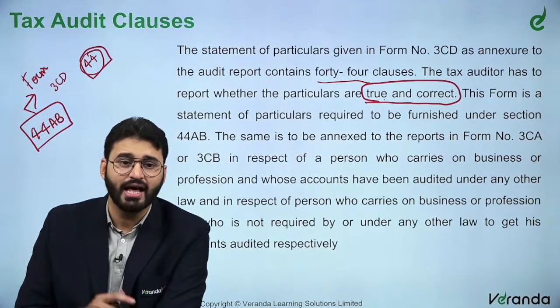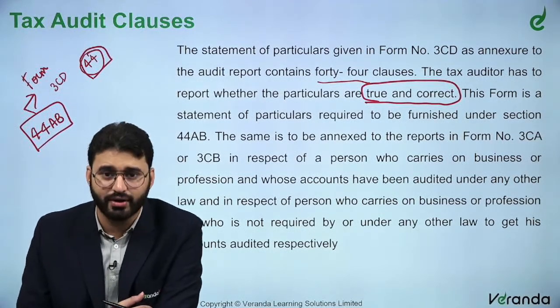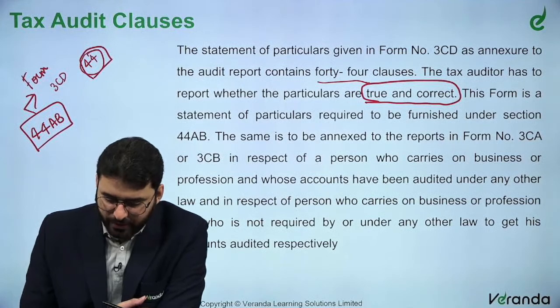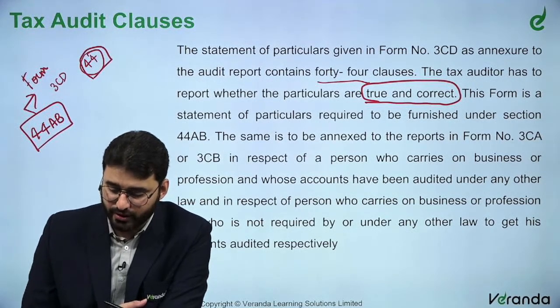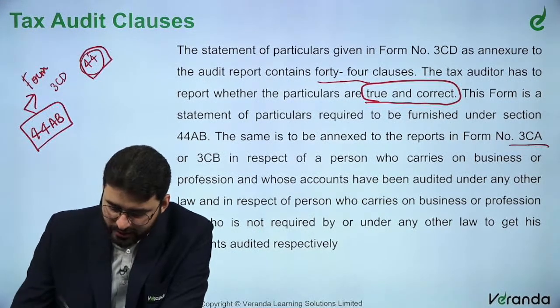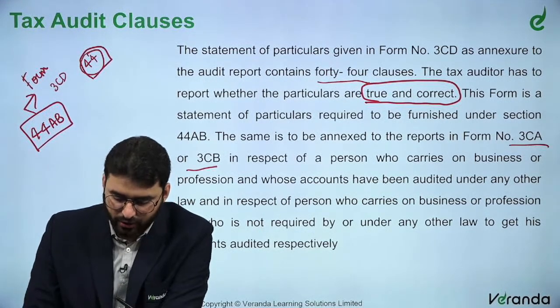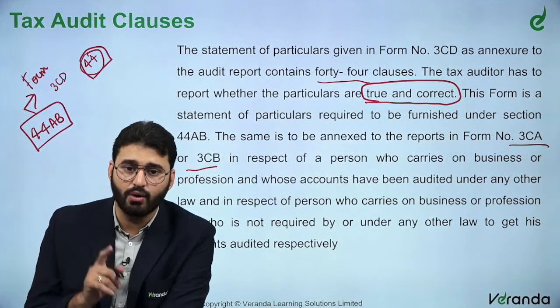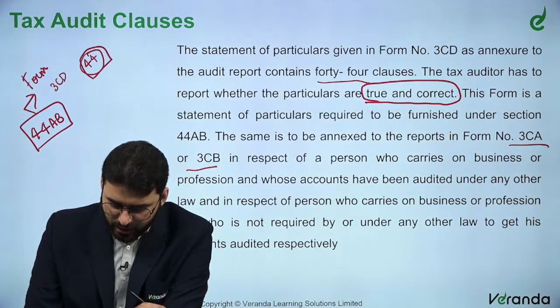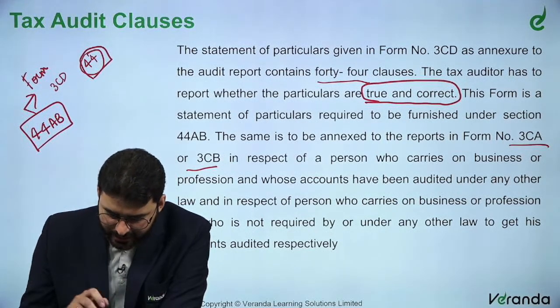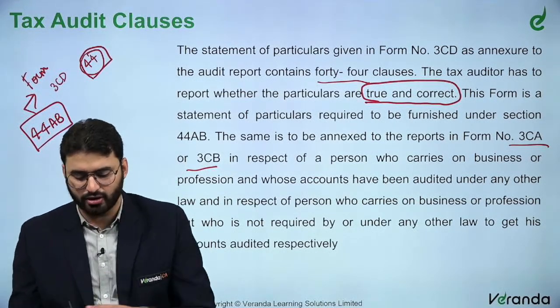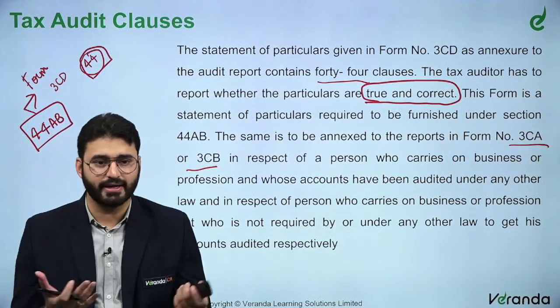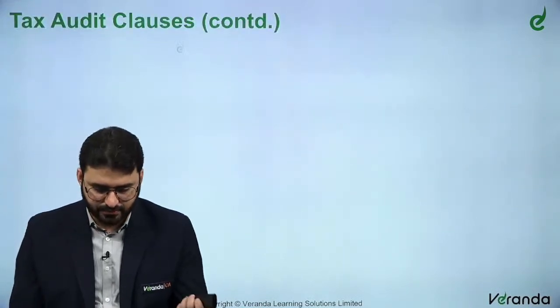This is very important. This form is a statement of particulars required to be furnished under section 44AB. The same is to be annexed to the reports in Form 3CA or 3CB, in respect of persons who carry on business or profession and whose accounts have been audited under any other law, and in respect of persons who carry on business or profession but who are not required by or under any other law to get their accounts audited, respectively. We just discussed this, right?